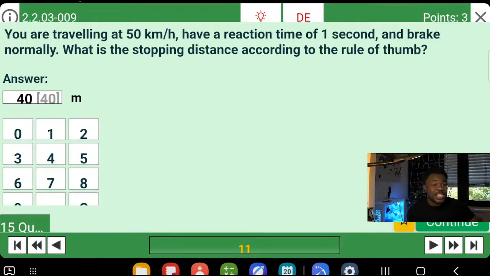And for braking distance, we have two types: normal braking and evasive braking. When you brake evasively, the answer is the speed traveling divided by 10 times the speed traveling divided by 10, all in brackets, divided by 2.